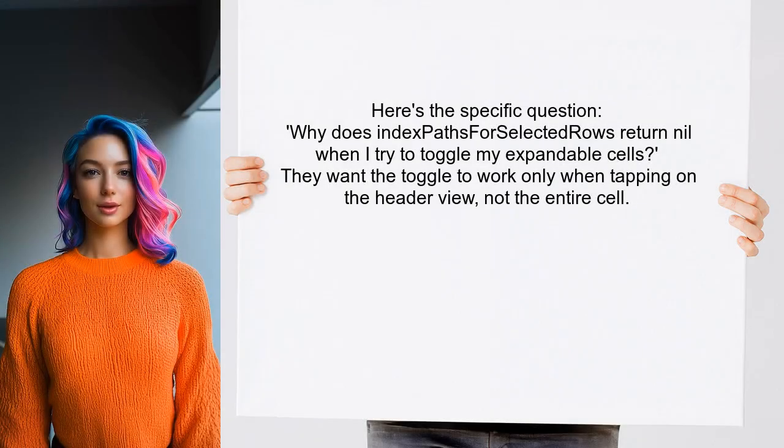Let's look at the specific question at hand. One user asked, "Why does indexPathsForSelectedRows return nil when I try to toggle my expandable cells?" They want the toggle to work only when tapping on the header view, not the entire cell. Sound familiar? Let's explore this together.